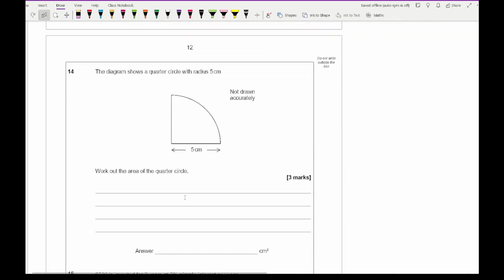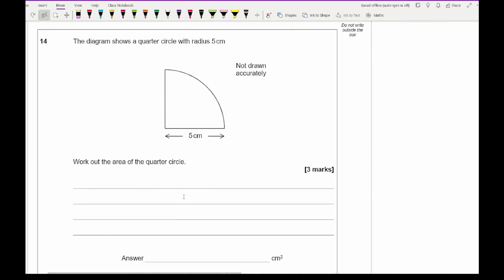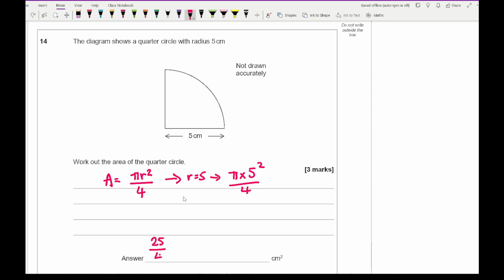Moving on to question 14, let me just zoom back in. So it says the diagram shows a quarter of a circle with radius of 5, and the question is asking us to work out the area of the quarter circle. Well, if it was a full circle, the formula is pi r squared, but because it's a quarter circle, I'm going to divide that formula by 4. So substituting those numbers in where r equals 5, I end up with pi times 5 squared divided by 4, and that's going to give me an answer of 25 over 4 pi, or I could write that as a decimal.